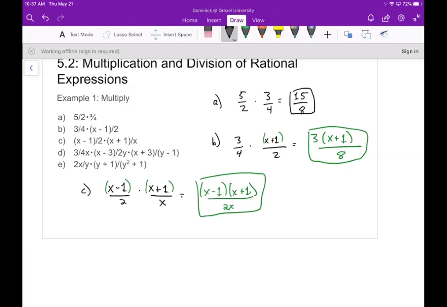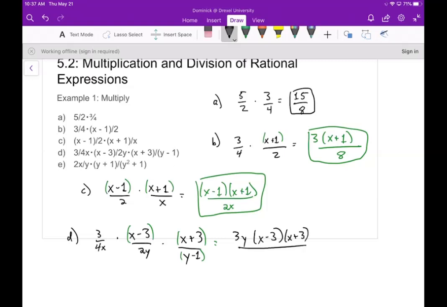Okay, part D, we have 3 over 4x times x minus 3 over 2y times x plus 3 over y minus 1. All right, so again, anytime you see multiple terms there, we'll put them in parentheses. And in the top, essentially just smashing these together, we're going to get 3y, x minus 3, x plus 3.